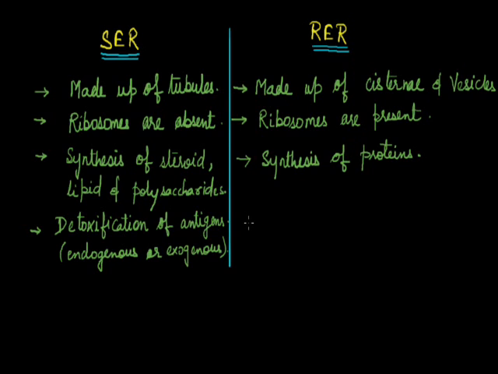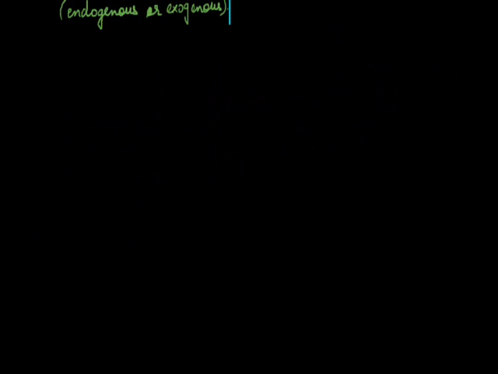What are antigens? Antigens are the foreign molecules, or the molecules of either protein or polysaccharide origin present on the surface of the foreign molecules. So SER helps in the detoxification of such antigens. Now coming to the functions of endoplasmic reticulum, we have come to know about some of the functions when we studied the difference between rough endoplasmic reticulum and smooth endoplasmic reticulum. So broadly we can say the main function of the endoplasmic reticulum is synthesis.